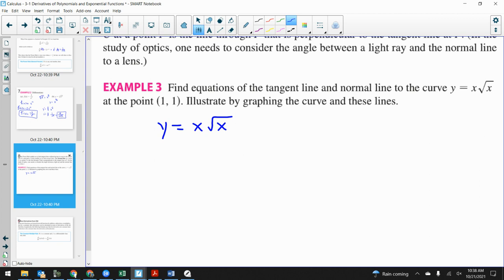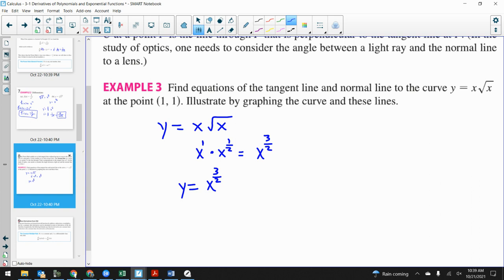All right, so this is really x to the first power times x to the, what's the power on the square root of x? 1/2. x to the first times x to the 1/2. Well, if I'm multiplying with the same bases, don't I add the exponents? Right? So 1.5. So x to the 3/2 power. So that's what we're going to find the derivative of. y is really essentially just x to the 3/2 power.